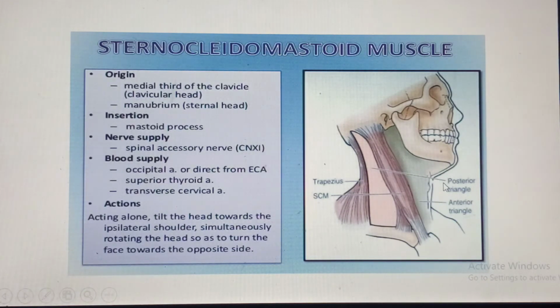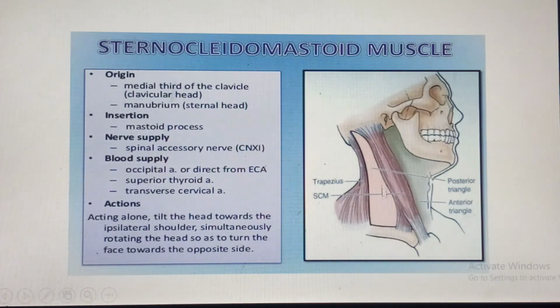But if both of them work in unison, then they depress the neck, or they flex the neck. So they help in flexing of the neck. That is what you have to know about the sternocleidomastoid muscle. Now this sternocleidomastoid, just like the trapezius muscle, its motor supply is coming from the spinal accessory nerve.